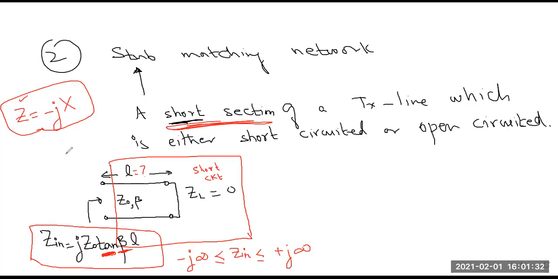All of you are, I think, sleeping. I am asking a question. If Z is equal to minus j something, what is this thing representing?